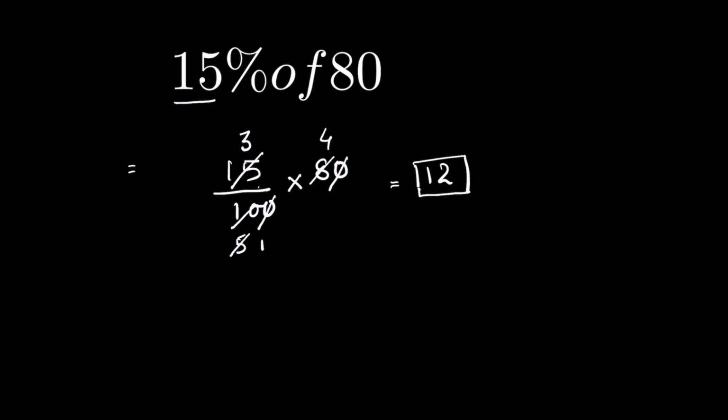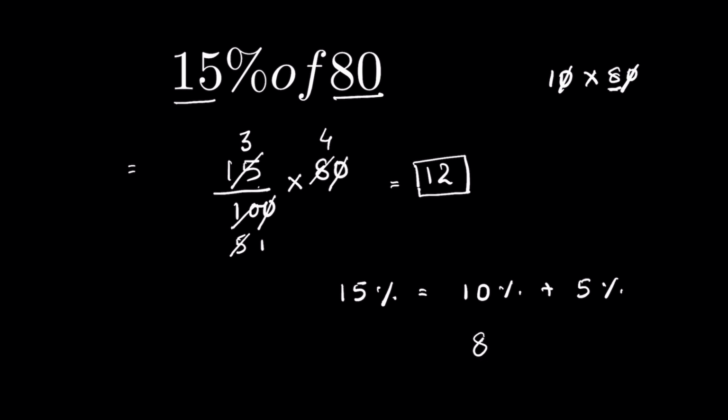Now we have 15% of 80. 15% can be written as 10% plus 5%. Now 10% of 80 will be 8. How? Because we can simply remove the zeros and then get 8. It is easier to find 10 and 20% of some numbers. So 10% of 80 is 8. So 5% of that number will be half of this number. So your answer is 12.